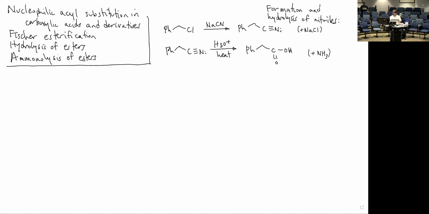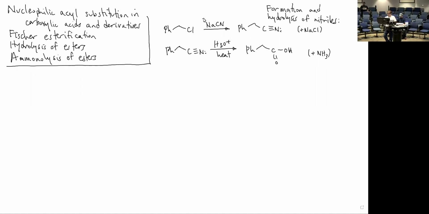We ended off last time with the idea that you can prepare carboxylic acids from nitriles. I felt I rushed through that. I wanted to make sure that I gave at least a reasonable example. So the idea is that if you have a nitrile, for example, this one here, you can hydrolyze the nitrile by heating it in dilute aqueous acid, and you will get the corresponding carboxylic acid. Again, what I mean by corresponding is it will have the same number of carbons as the nitrile.